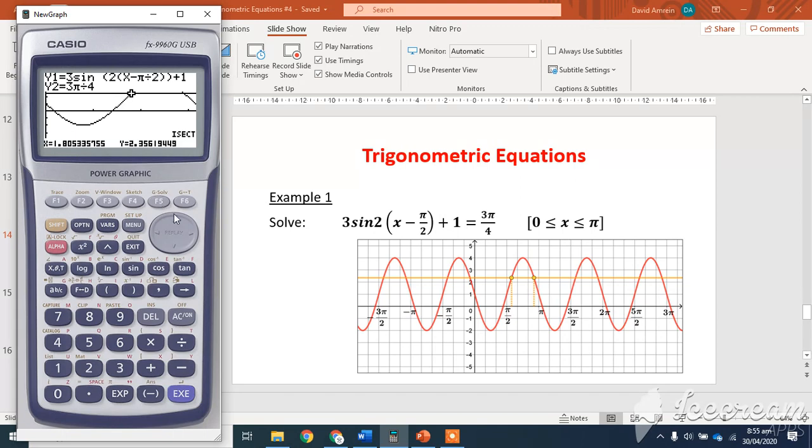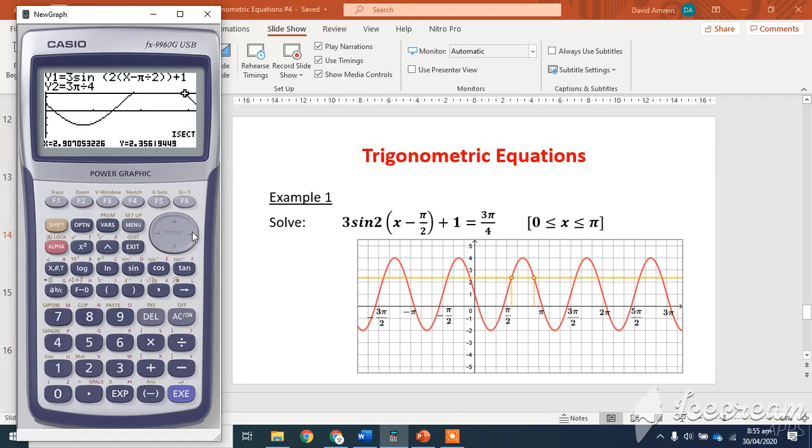Now to find my second solution, I just use the arrow buttons and push it to the right, and my graphics calculator will find my second solution, 2.907. So my graphics calculator, if I need to go back and find my first, push it back to the left, and my second to the right again.